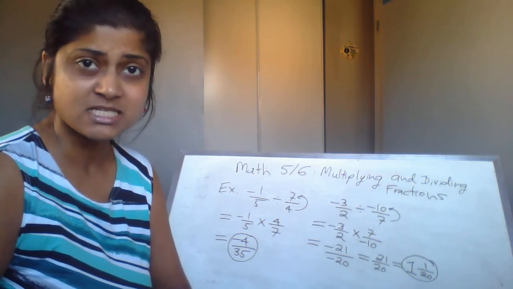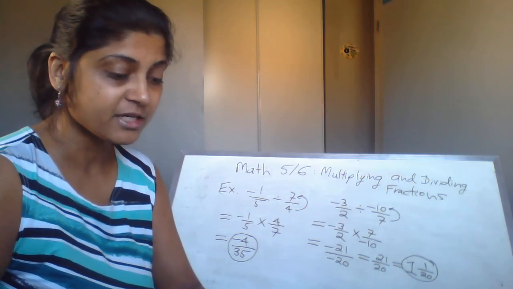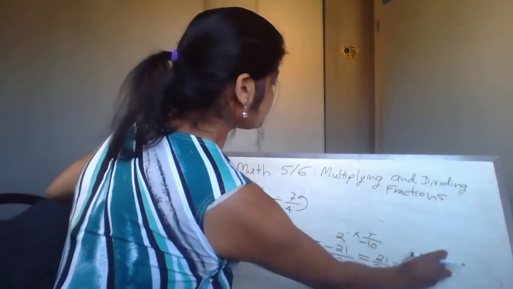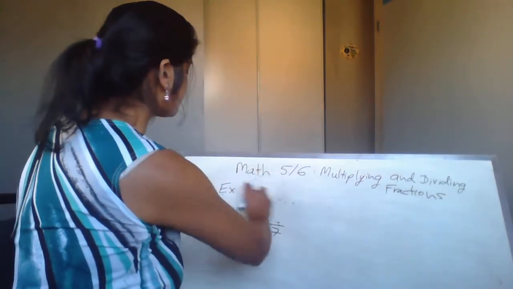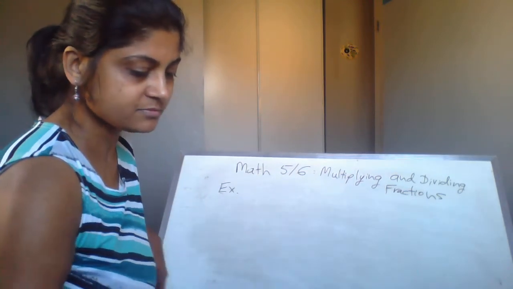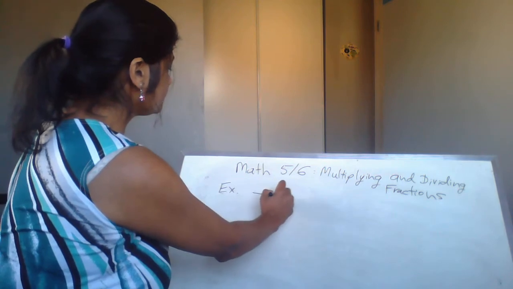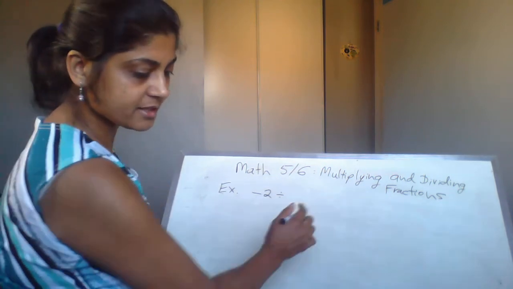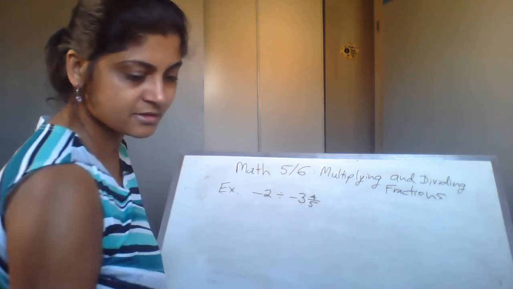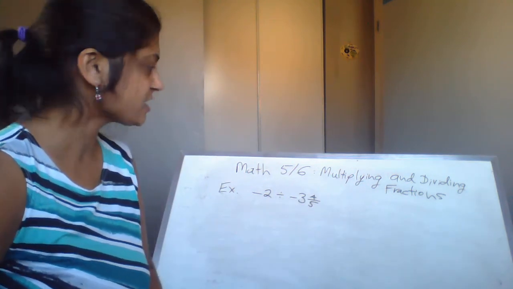All right, so let's try one last question, and I want to try one where we can have a mixed number and also a whole number. So I'm going to take this off. Okay, let's try this question: -2 divided by -3 and 4 over 5. Yeah, so this is the right question here.